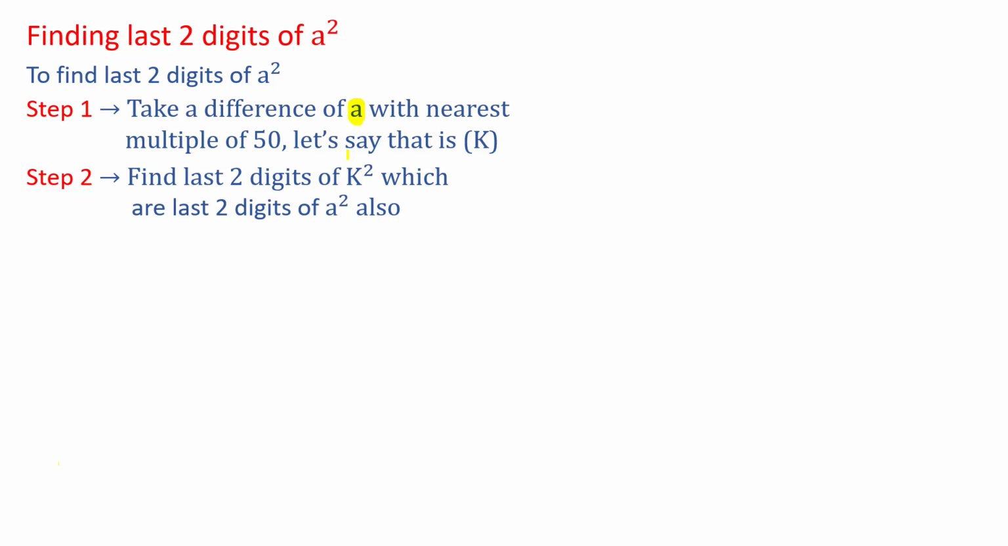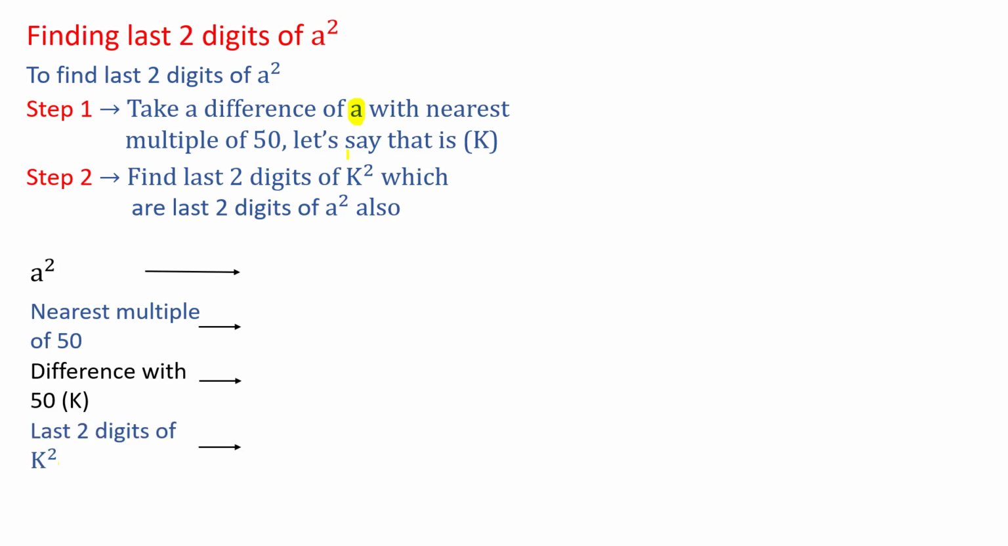So let's have a look at how to find the last two digits of a square first of all. Let's say 38 square. I want to find the last two digits of 38 square. The first step is, for 38 the nearest multiple of 50 is 50 itself. The difference of 38 with 50 is how much? 12. 12 square is how much? 144, but we are interested only in the last two digits. So the last two digits of 12 square is 44. So the last two digits of 38 square is also 44.